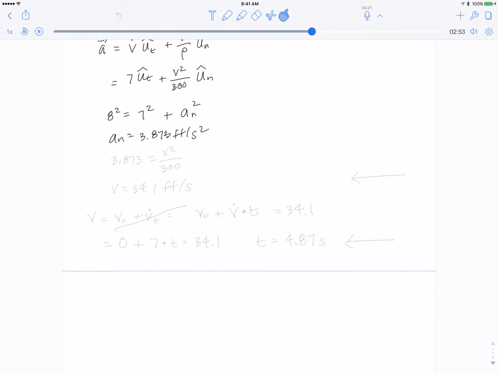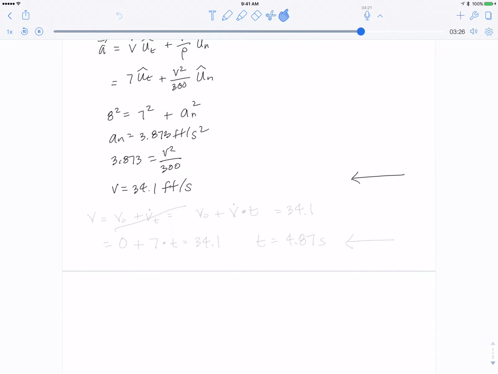So 3.873 squared plus 7 squared equals 8 squared. And so that means 3.873 equals v squared over 300. And solving for v, the velocity will have to equal 34.1 feet per second when the total acceleration is 8 feet per second squared. But it doesn't want to know that. Well, it does say what is the speed, so there's one answer.